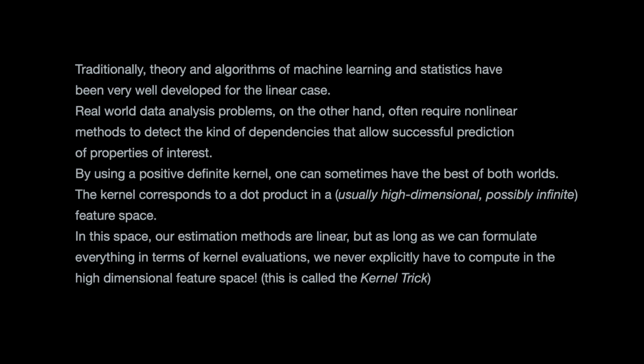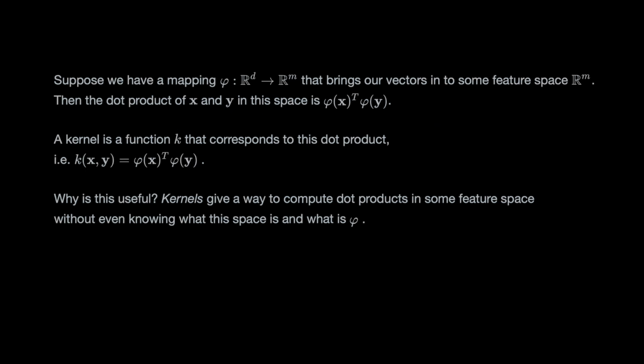The kernel corresponds to a dot product in a usually high-dimensional, possibly infinite, feature space. In this space, our estimation methods are linear, but as long as we can formulate everything in terms of kernel evaluations, we never explicitly have to compute in the high-dimensional feature space. This is called the kernel trick.